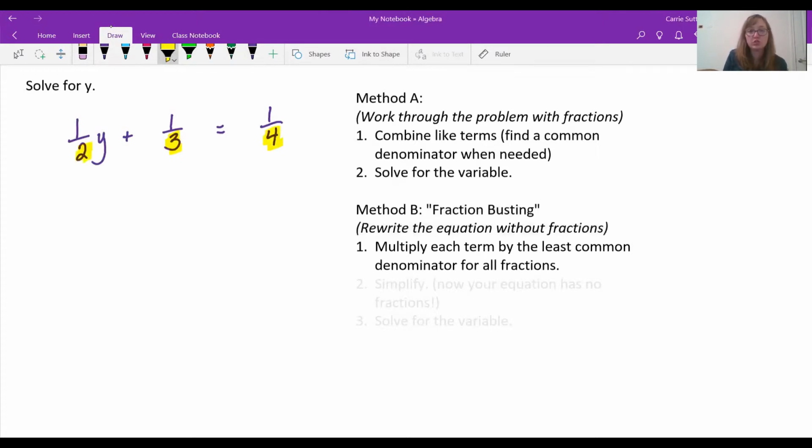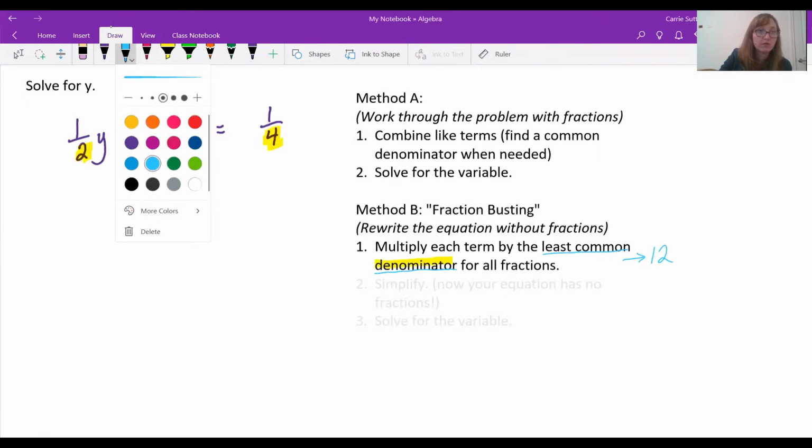I need to figure out the smallest number that all three of those go into. Maybe I think, oh, for 2 and 3, 6 would work, but 4 doesn't go into that. So we're thinking, okay, 12. 2, 3, and 4 will all go into 12 evenly. So that least common denominator for our problem here is 12. So we're going to multiply each term by that value.